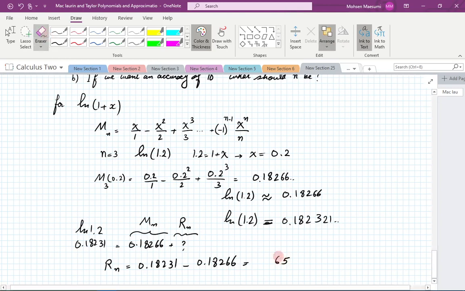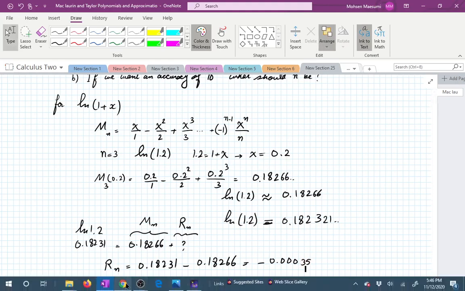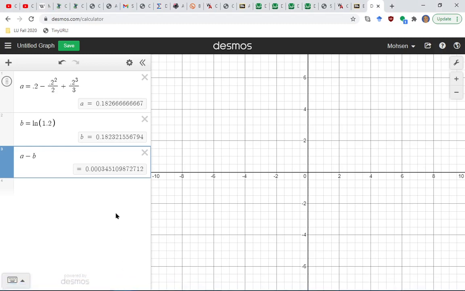Sorry, is that what we had on that page? Let's see. Yes, I subtracted the other way. So if I write logarithm of 1.2 minus the polynomial, I get this quantity, which is an indication of the remainder or the error we are making.